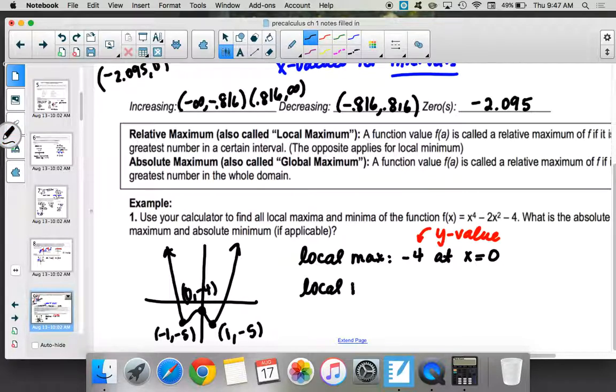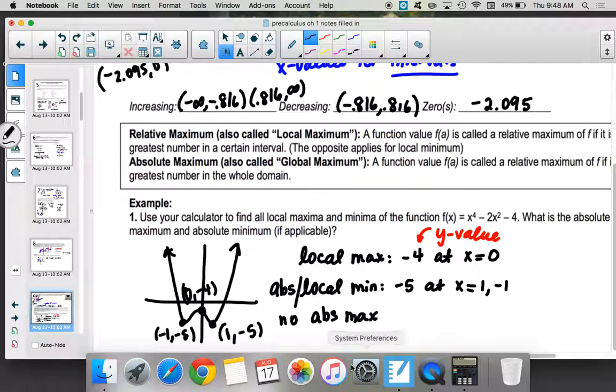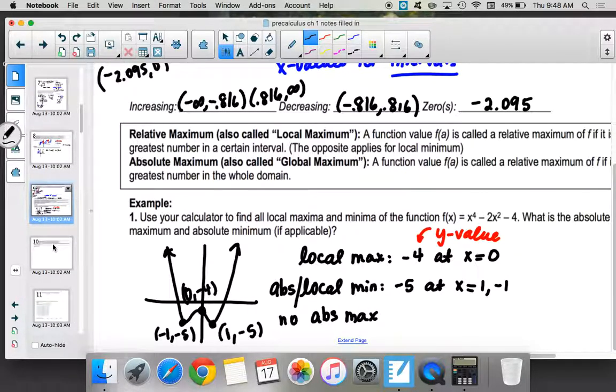My local min is -5, and it happened at what two x values? 1 and -1, exactly. Were any of these absolute? The minimums were, so I'm going to write absolute / local. So it's both absolute and local. And then what about the absolute max? There's no absolute max because it goes up really, really high. Okay, but if I had a closed interval, there would be. All right, almost done here.